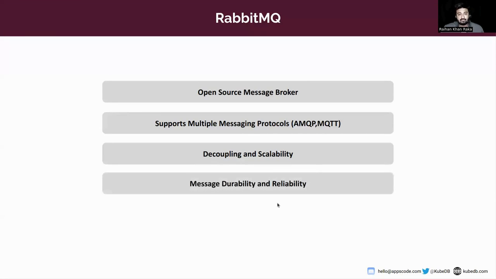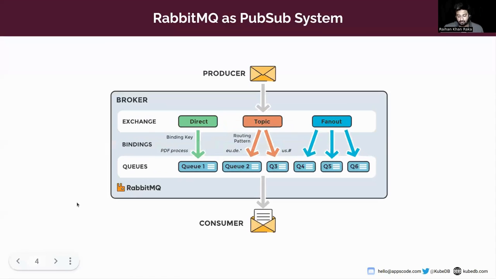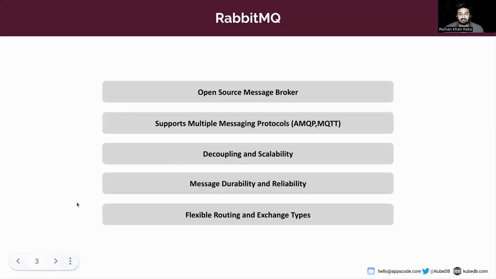Message durability and reliability is another important feature that RabbitMQ offers. RabbitMQ ensures message durability by persisting the messages to disk, preventing data loss in case of system failure. It also provides features like acknowledgements and confirmations, ensuring reliable message delivery and minimizing the risk of message loss.